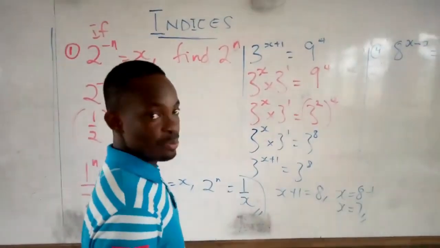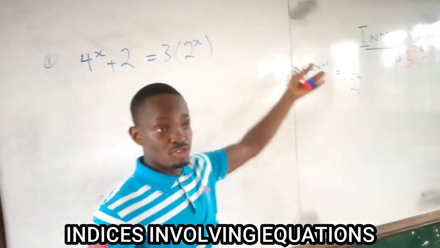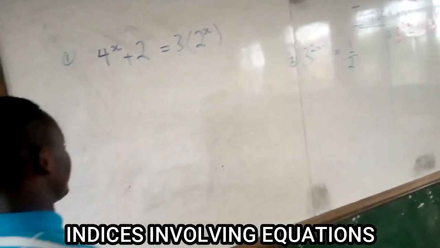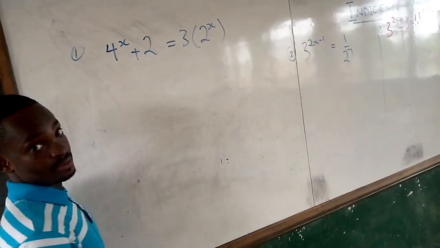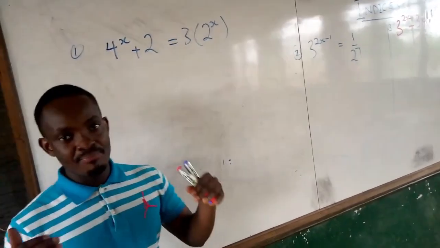Just follow through the procedures. We are still on indices involving equations. These are more examples to be solving. Now this one, we have 4 power x plus 2, which is equal to 3 bracket 2 power x. Once again, you make sure that the indices have the same base.